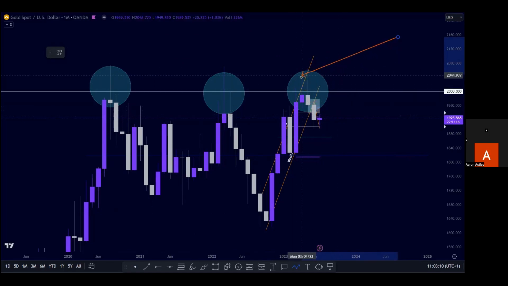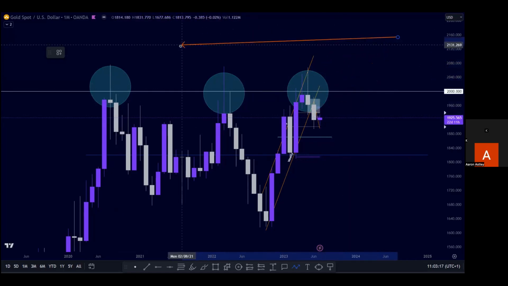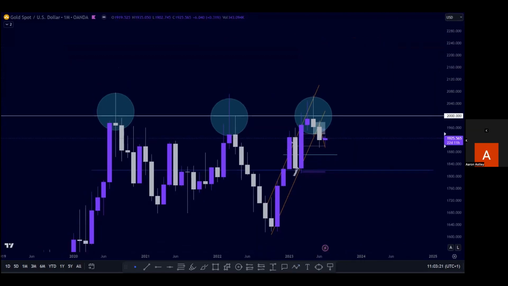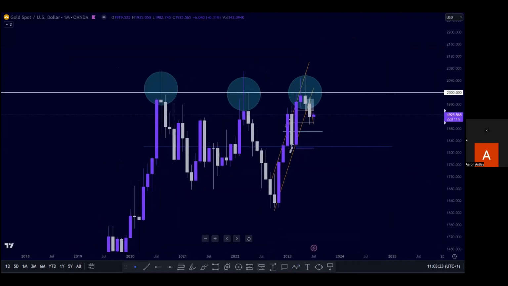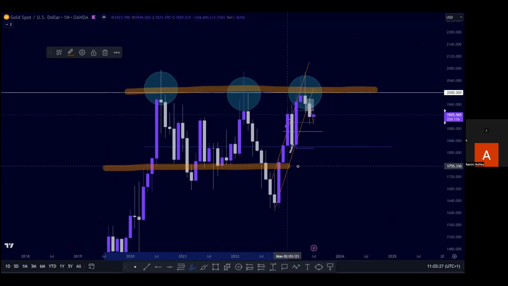But as you can see, we've got this tweezer top. We've got these long wicks to the top and both closures below that 2K area. So as you can see, we printed out a triple top on the monthly chart here. But as mentioned, we do just have to keep an eye on this range though.